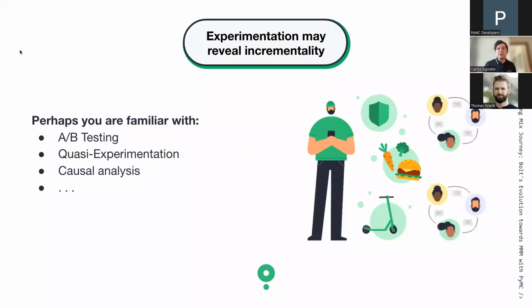And the first thing that we found is experimentation, because experimentation may reveal incrementality. So we started to do A/B testing, we started to go around quasi-experimentation, we started to make causal analysis, and we started to find very good results. And we really started to like this kind of tool.